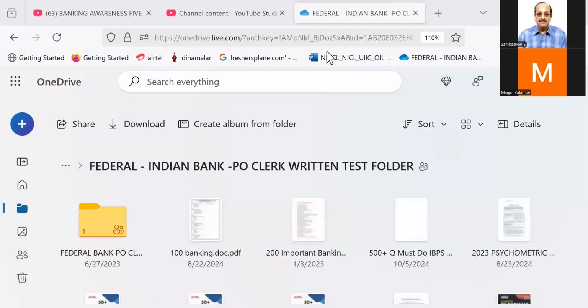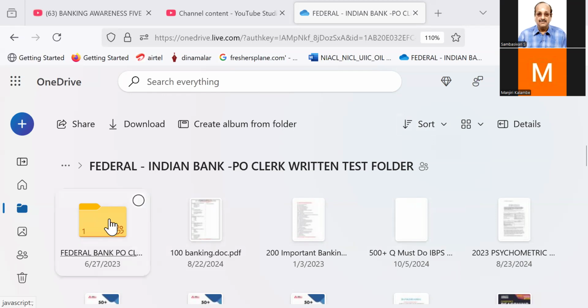I will tell you about how you have to prepare for your federal bank examination. For your federal bank examination, I have given a folder like this to you. You must have seen this folder. I have already given you.